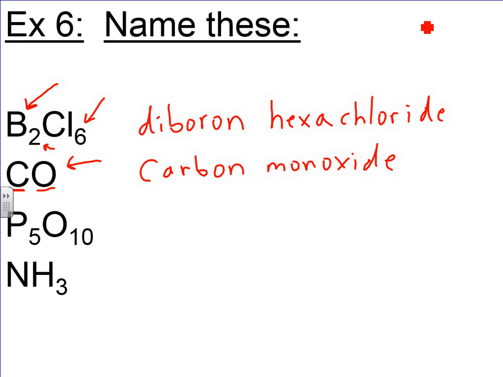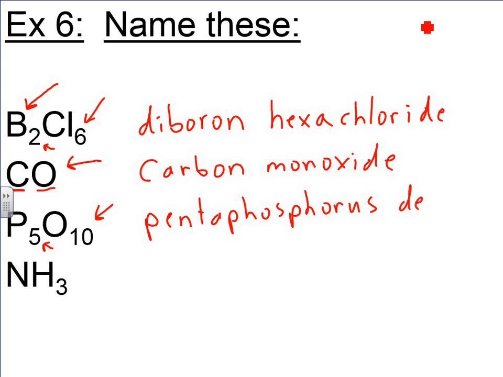P5O10 is the next one. 5 again is penta as in pentagon, so pentaphosphorus. Kind of a long name. Pentaphosphorus, and then 10 is deca. So we don't say decaoxide, we drop the A and we say decoxide. Pentaphosphorus decoxide.